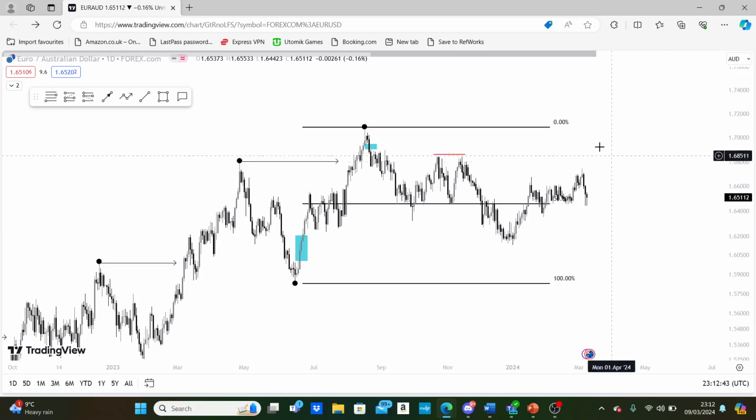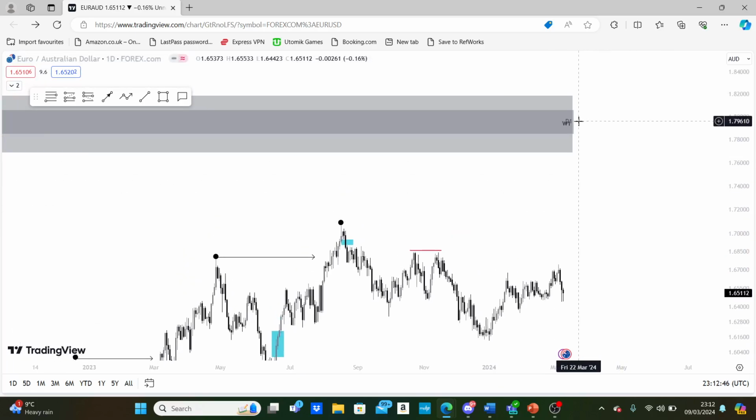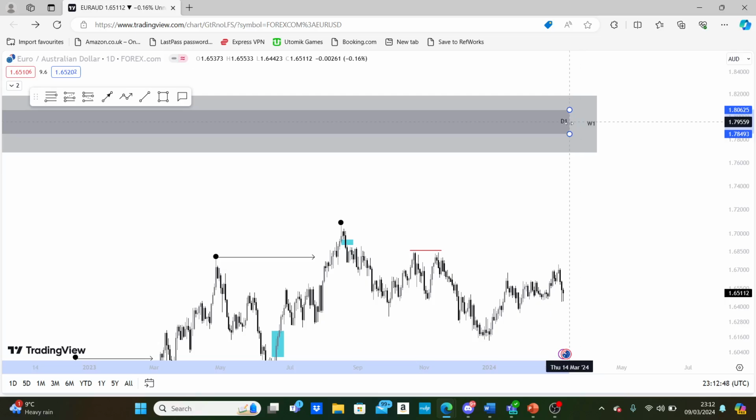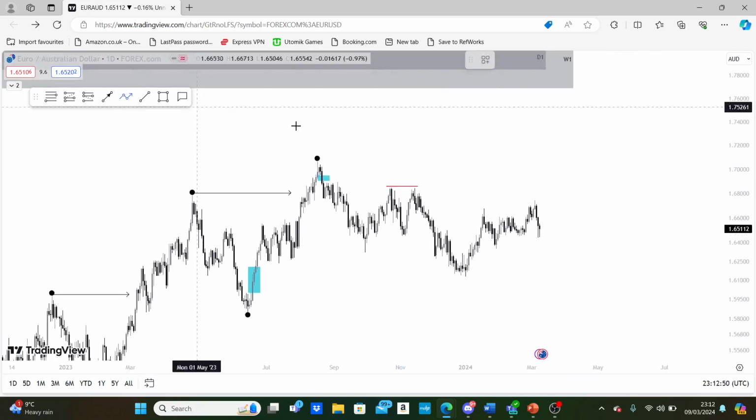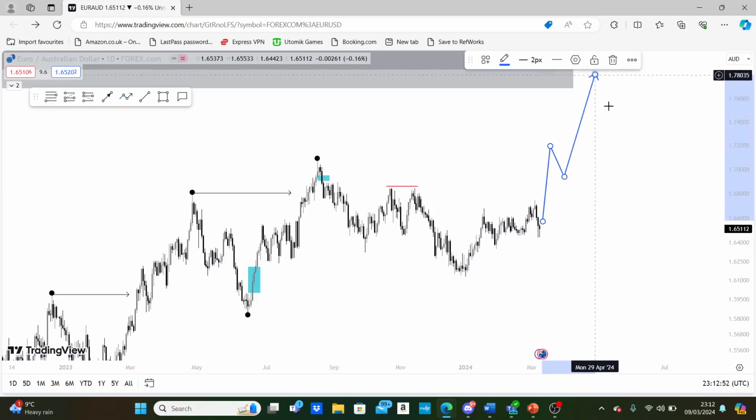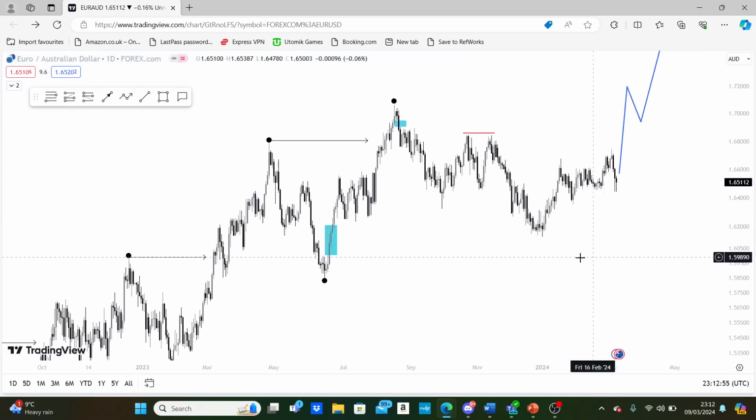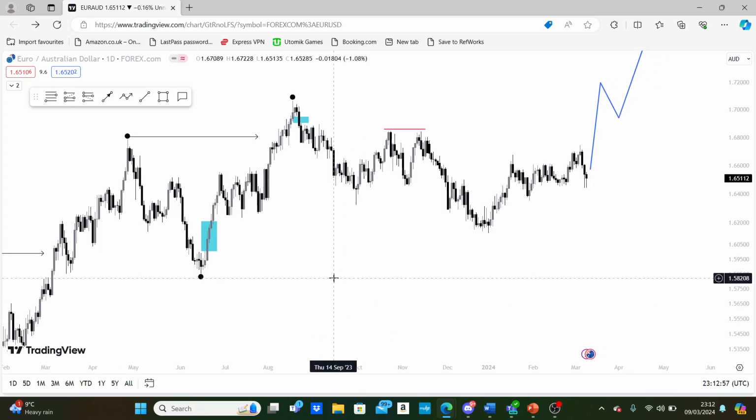Now we're dealing in this range over here. Notice how we have our weekly POI up here and a refined daily POI inside it. So I would expect price to reach the higher time frame levels initially. Again, how am I looking at the daily time frame? What's the daily time frame telling us?